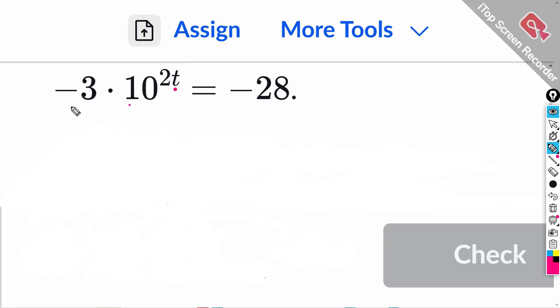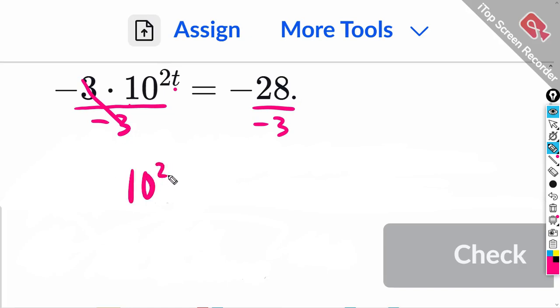The opposite of times negative 3 is divided by negative 3. Okay, you want to do that to both sides of the equal sign. Cancels here, and we're left with 10 to the power of 2t. And two negatives divided equals a positive. So we're left with 28/3.